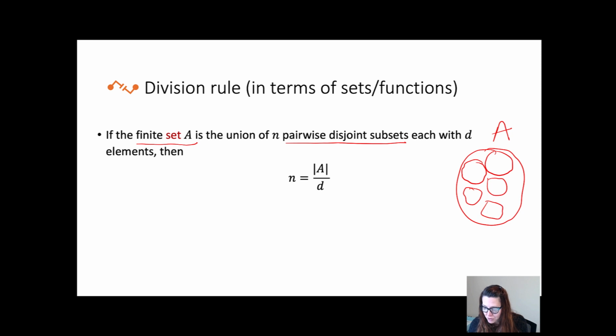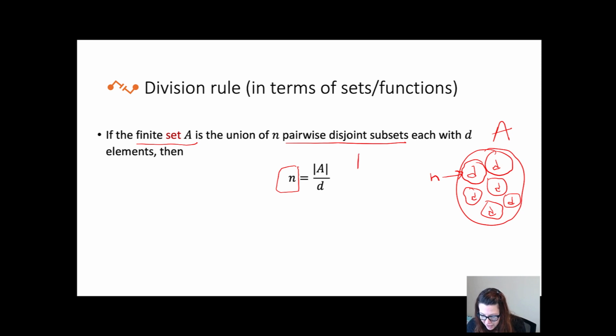That means if I were going to draw this, they each have D elements in them, and there's no overlap between any of the pairs. They're pairwise disjoint. For two sets to be disjoint, that means there's nothing in their intersection. And pairwise means if I look at any two pairs within that, they don't share anything. So I can break it down into subsets, all containing D elements. Then they're N of those little subsets. Then the size of set A is equal to N times D, right? There's N subsets, each containing D elements.